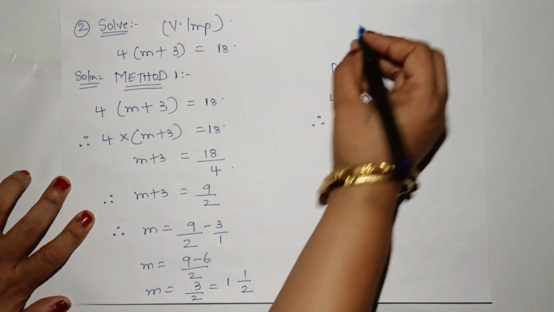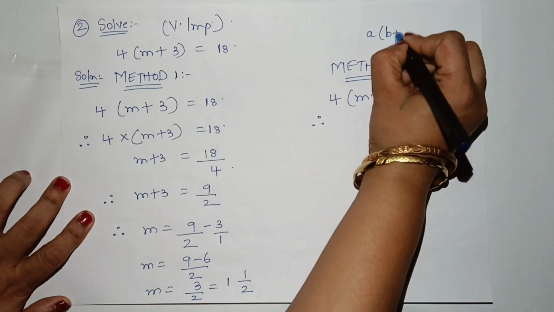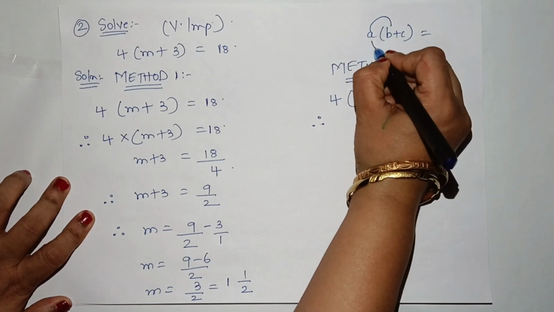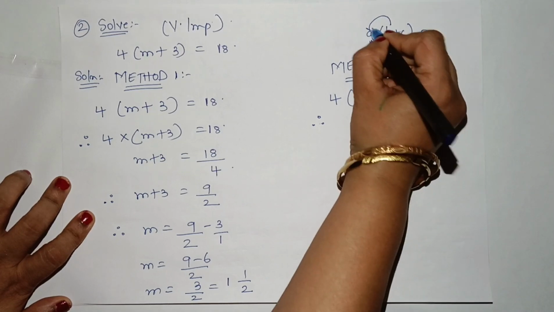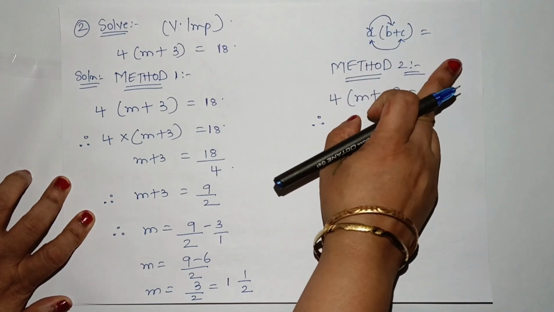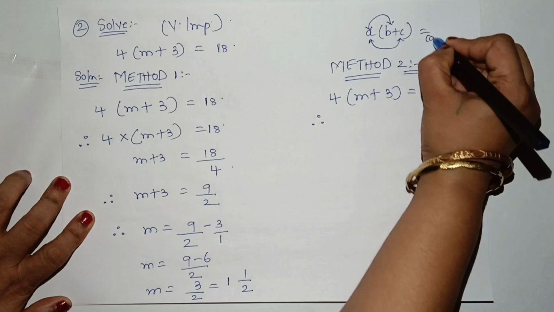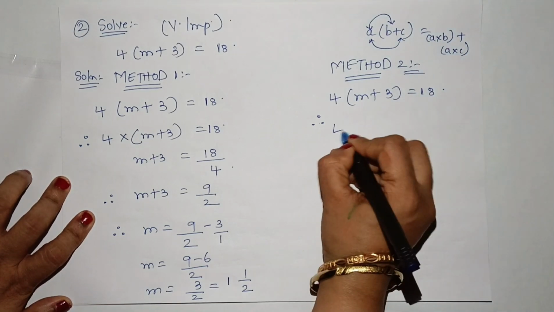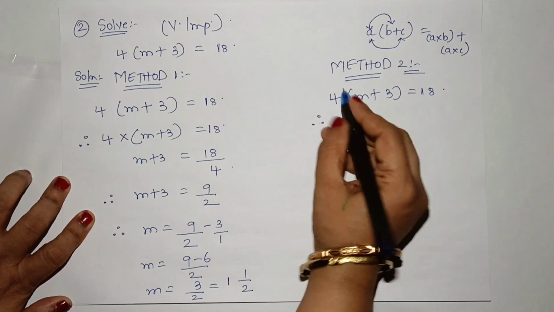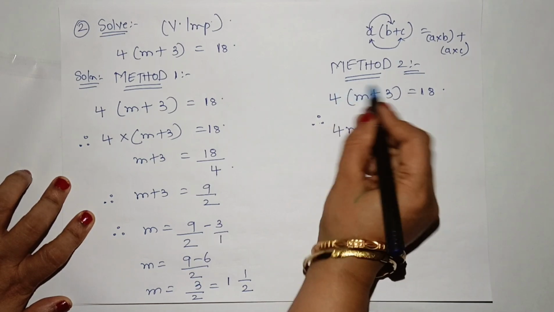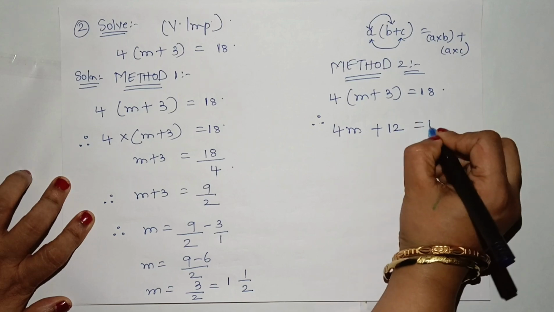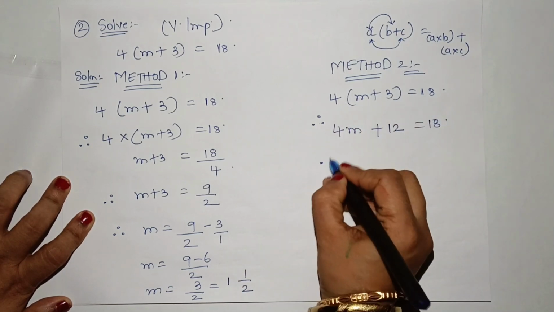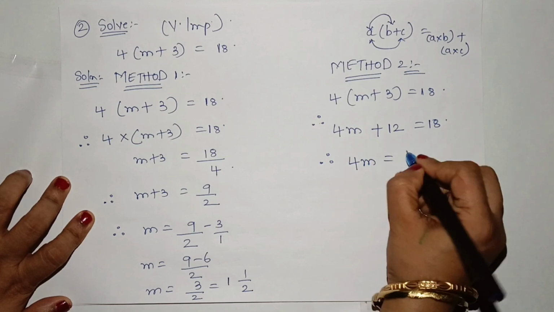Now, distributive property we have learned: A bracket B plus C. It means what? A is multiplied with B and again A is multiplied with C. So this is called which property? Distributive property. A into B plus A into C. So 4m plus, this is multiplied with this, 4 into 3, it becomes what? 12. So here which method you have applied? Distributivity.